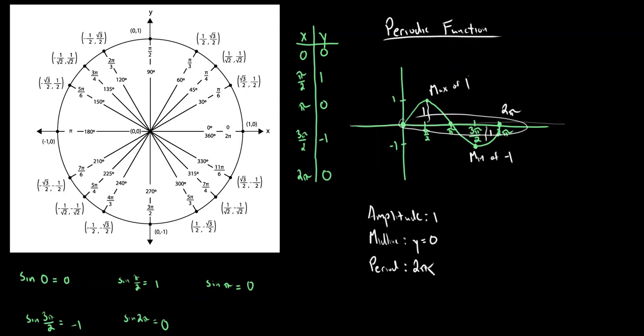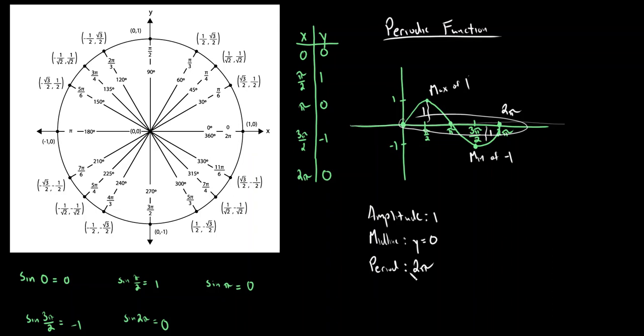And all these numbers should kind of make sense. The amplitude is 1 because we never go above 1 or below -1. So that should make sense why the amplitude is 1. The period is 2 pi because we unwrapped the unit circle to get this graph, and notice one full rotation around the unit circle is 2 pi. So that's why the period is 2 pi. Okay, so that is your basic graph of sine.